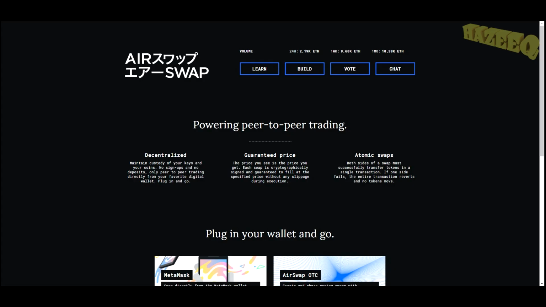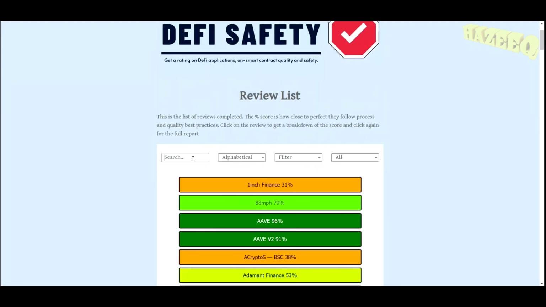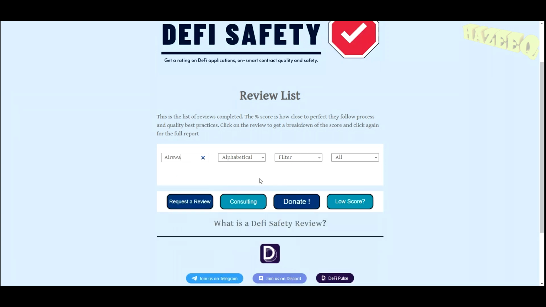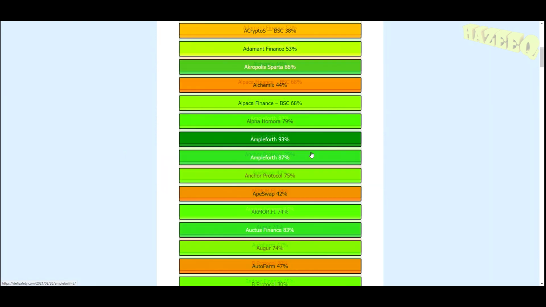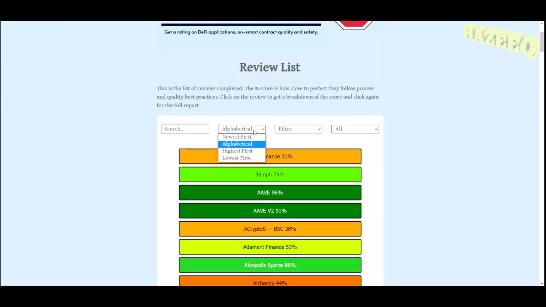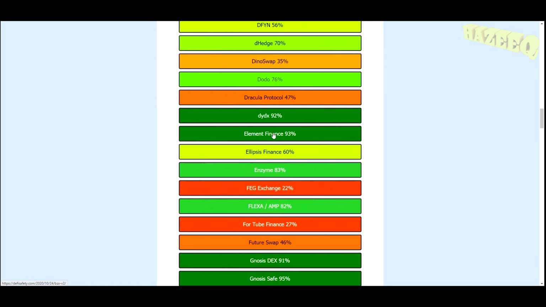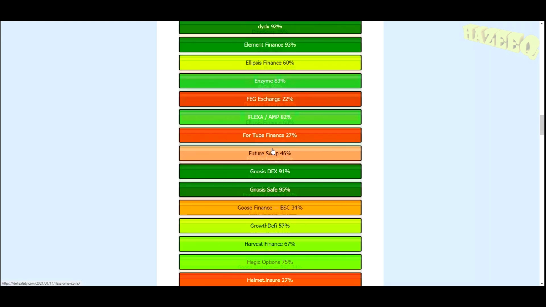taken from, basically. Next up, you can go to DeFi Safety. Okay, so here you can search for the project that you're looking for, AirSwap Finance. So it doesn't have AirSwap Finance. It doesn't have all the projects, but it does have enough. You can filter them by the alphabetical order, and you can look for all the projects that you perhaps want to invest in and invest based on these reviews.